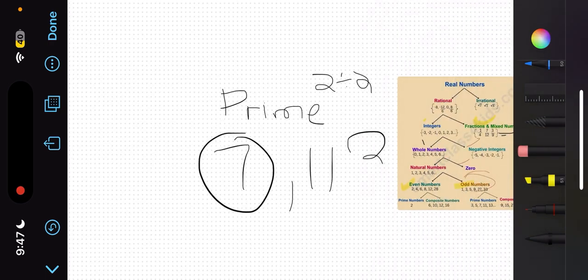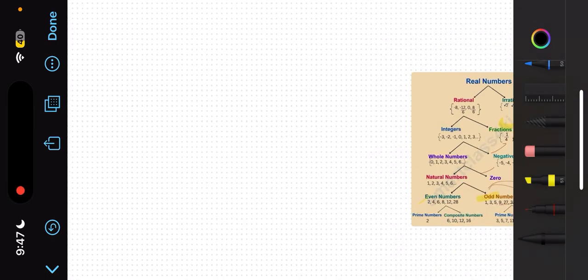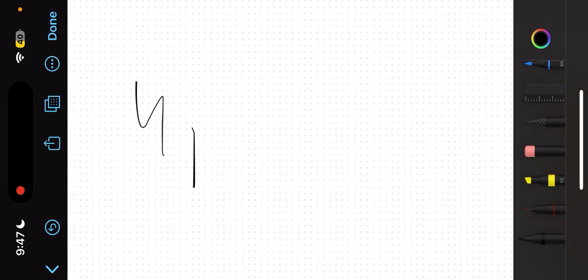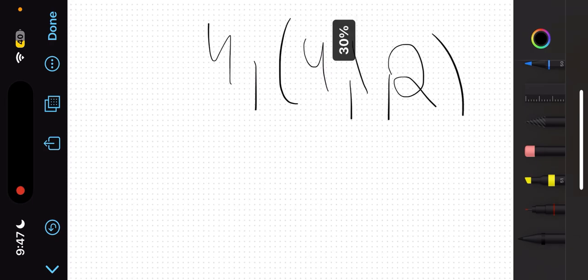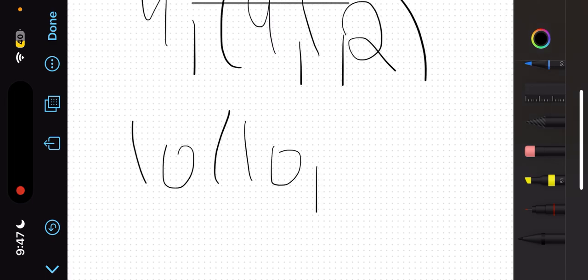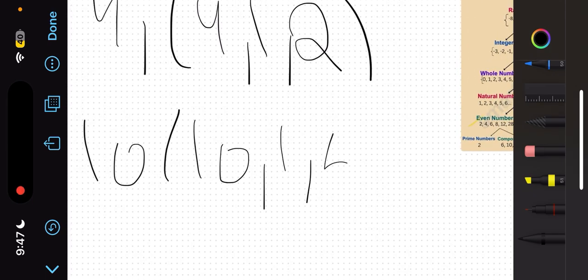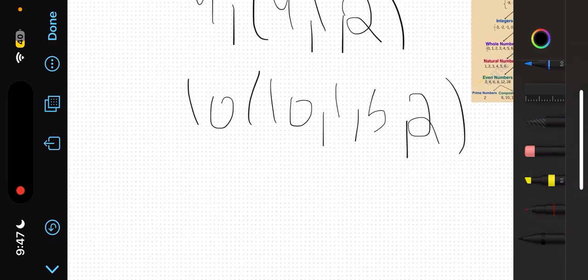Now come to composite numbers. Composite numbers are the opposite of prime numbers. They have more than two factors, like 4. 4 is divisible by 4, 1, 2. Like 10. 10 is divisible by 10 itself, 1, 5, 2, and so on.